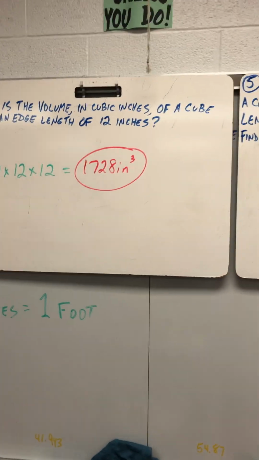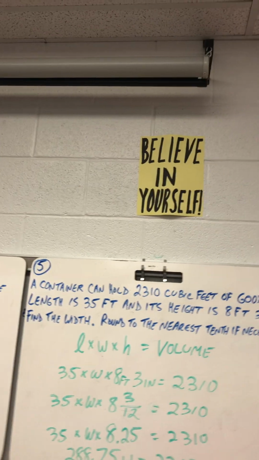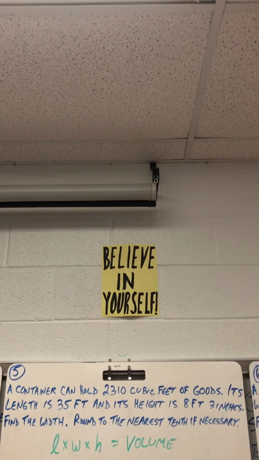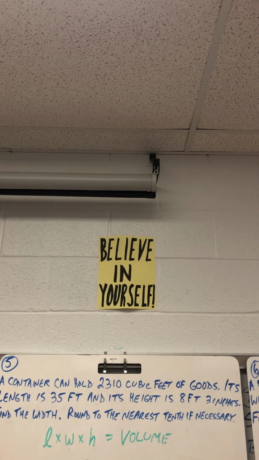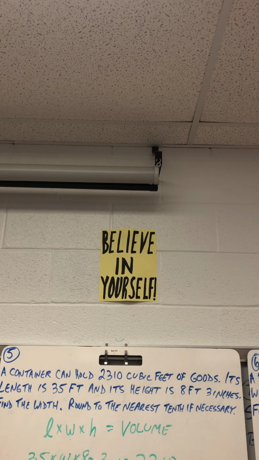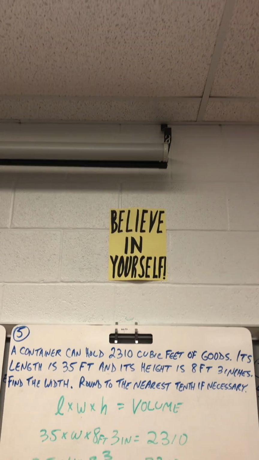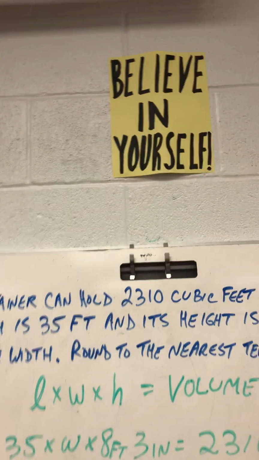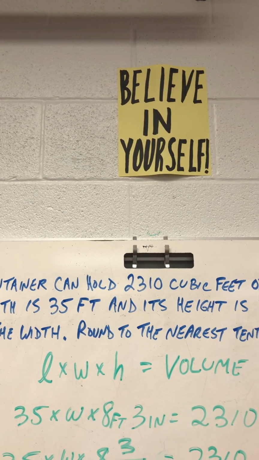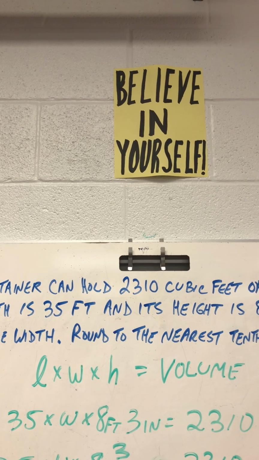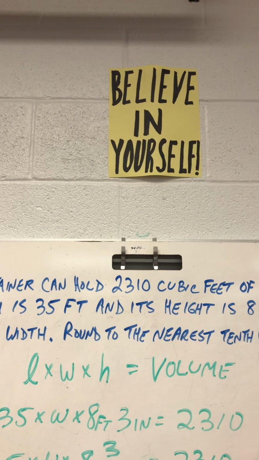Now, these first 4 problems have been length times width times height. But what if you have a problem like this? A container can hold 2,310 cubic feet of goods. Its length is 35 and its height is 8 foot 3 inches. Find the width. Okay, so again, length times width times height is volume. So here, 35 times width times 8 foot 3 inches is 2310.